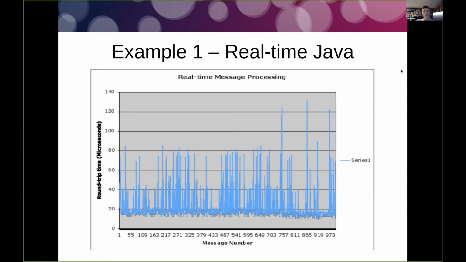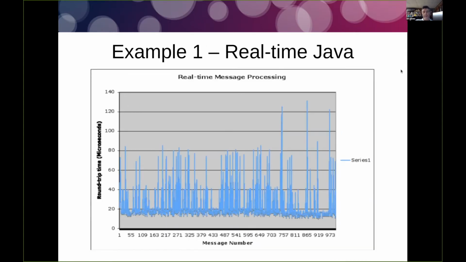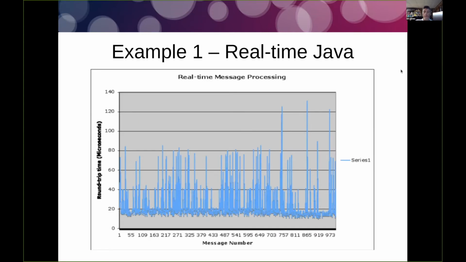Here is the same code running on a real-time Java VM on a real-time OS. At the time, it was Solaris, but you can get a real-time Linux now, and I think even my laptop here probably has a real-time kernel in it. I apologize for the scale being different. Everything here on this real-time VM occurs in under 140 microseconds. I wanted everything under 100 microseconds. There are a few outliers just over 120, 130, but much better than the 3.5 millisecond outliers and 1 millisecond outliers that you saw there.